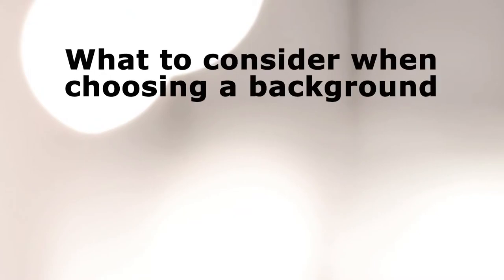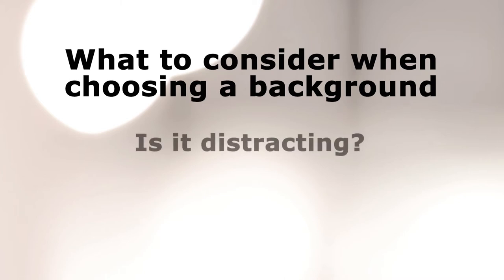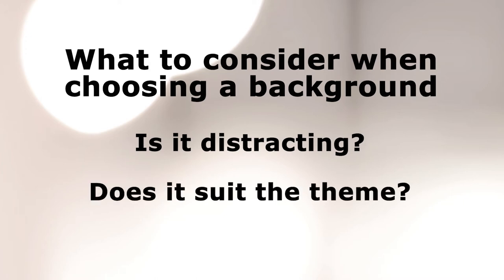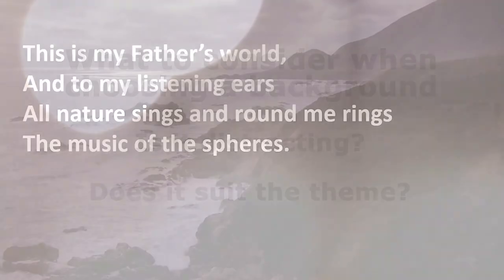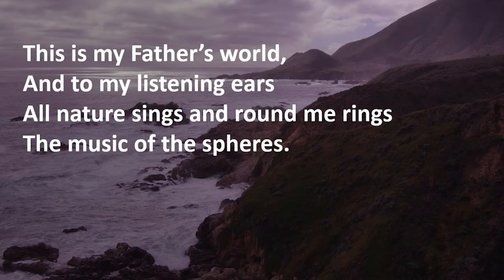All right, now let's talk about the background. Make sure that the background you choose isn't visually distracting, so try to keep images relatively simple. As well, try to pick images that fit the mood or theme of the song. So in this case, we're singing about our Father's world. So I've just chosen a scenery in the background that reflects the text.